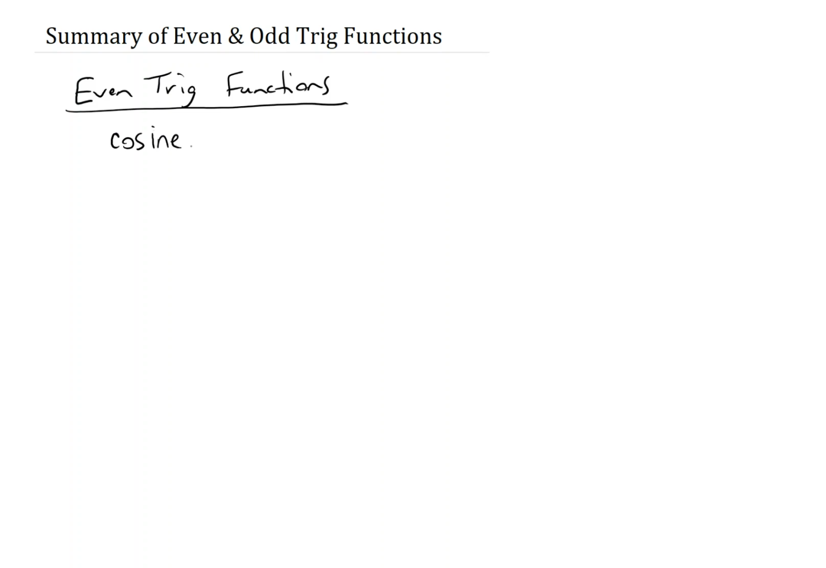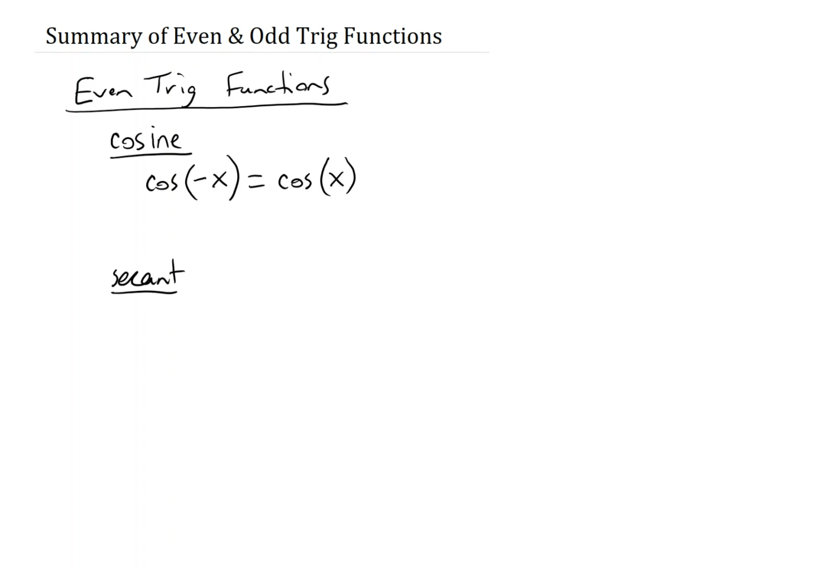Cosine is an even trig function, and therefore so is its reciprocal, secant. Now what that means for us is that if I take the cosine of some negative value, let's say negative x, then that is equal to the cosine of the same x but positive. Okay, so it's like the negative just disappears. You can just disregard negative inputs to even functions.